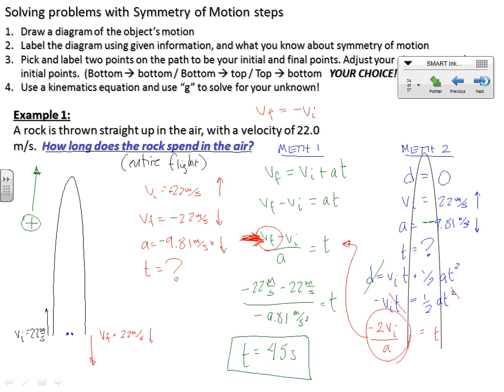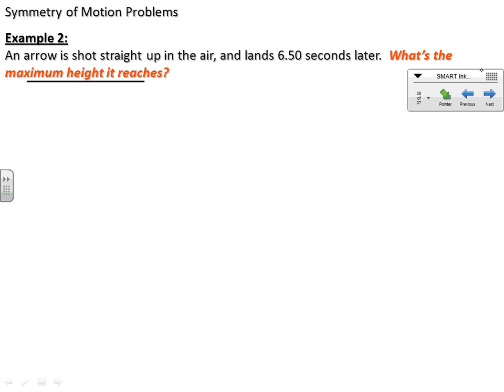Okay, so next problem. An arrow is shot straight up in the air. It lands 6.5 seconds later. What's the maximum height it reaches? You'll see a lot of these maximum height questions.